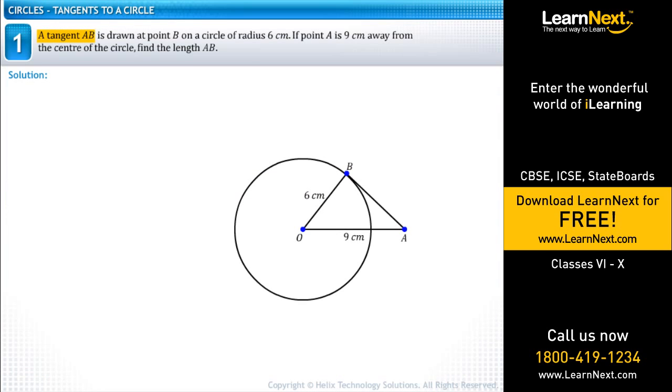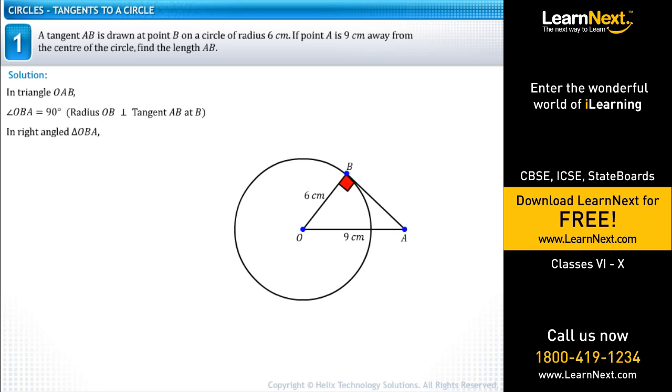A tangent AB is drawn at point B on a circle of radius 6 cm. If point A is 9 cm away from the center of the circle, find the length AB. Now, in triangle OAB, angle OBA is equal to 90 degrees, since the tangent at any point on a circle is perpendicular to the radius drawn to its point of contact. Thus, triangle OBA is a right-angle triangle.